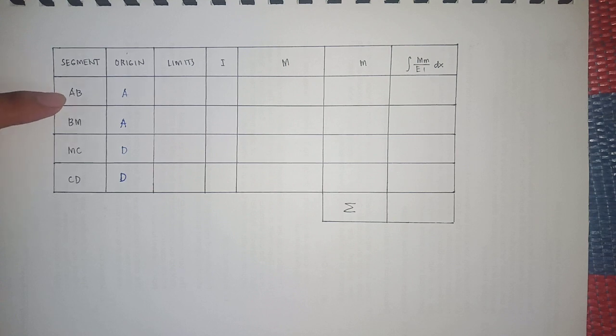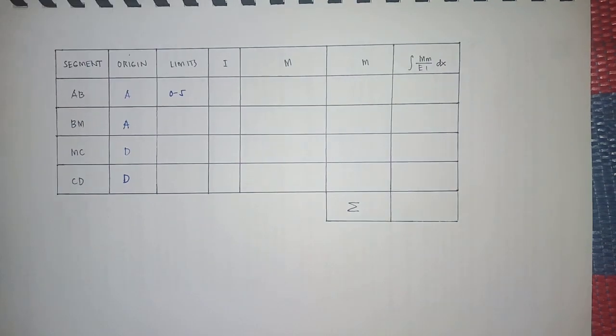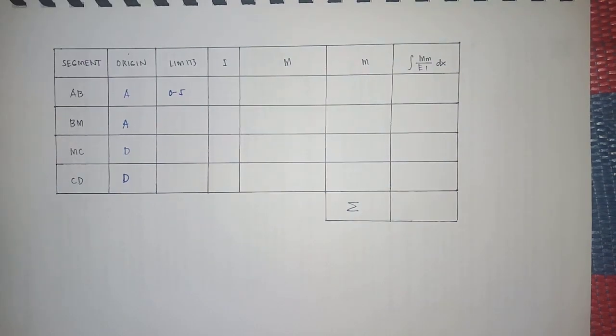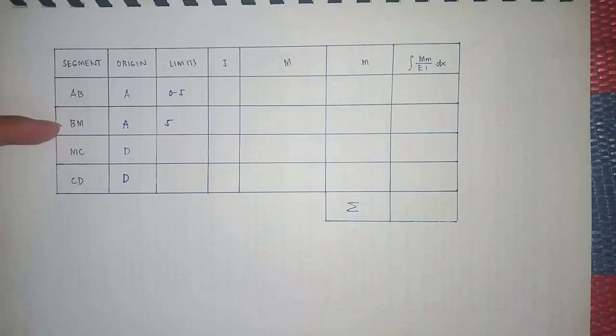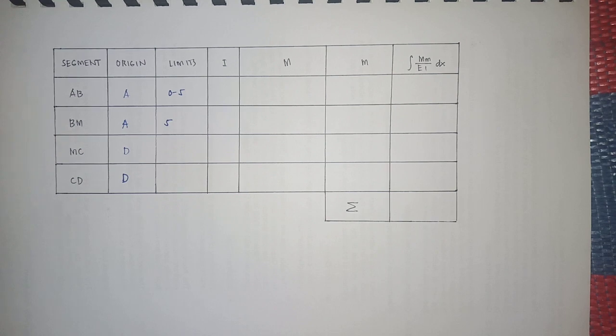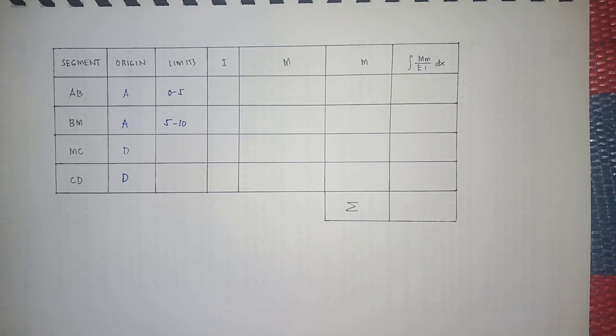Okay, kung nag-originate ka sa point A, ano yung magiging limits for AB? So, that is from 0 to 5. Okay? So, sa BM naman, ano yung magiging limits natin? Okay? Yung B ay 5 units from point A. At yung M ay 10 meters from point A. Maliwanag ko ba yan? Okay.